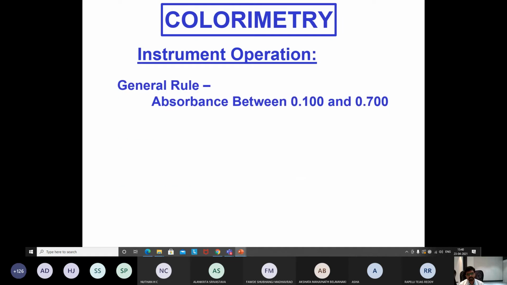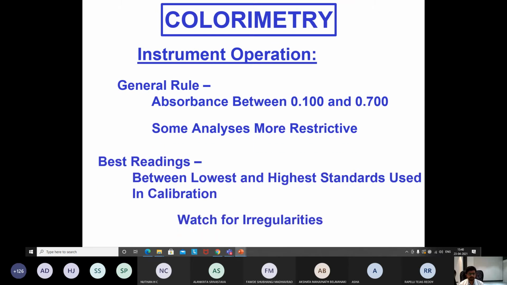So this is the instrument operation. The absorbance should be between 0.1 to 0.7. Some analyses are more restrictive, so the best readings are between the lowest and highest standards. Suppose you are running two standards, one will be 0.2 ppm and another will be 0.8 ppm. If the unknown sample also contains the particular substance in between these high and low ranges, only then you will be able to measure that particular concentration.